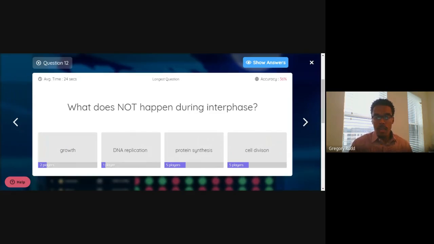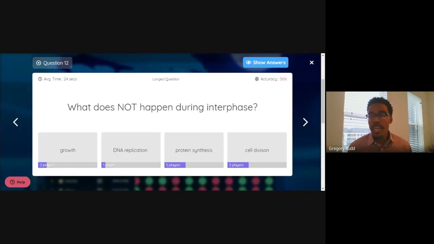All right, this one was also tough for us. What does not happen during interphase? Remember, interphase is G1, synthesis, and G2. Cell division. Good. Cell division does not take place during interphase.